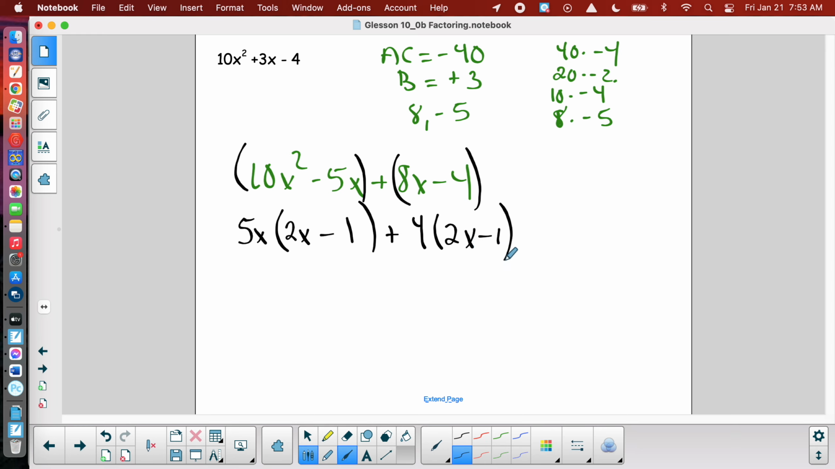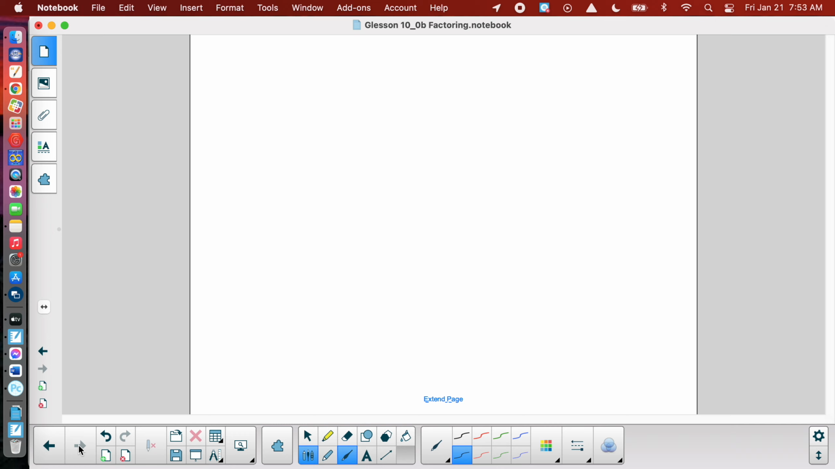Now, with this method, if these two don't match up exactly, I've made a mistake. Because this method guarantees that those two must match up, if you're doing it correctly. So then the common factor I have here, again, is a 2x minus 1. Factor that out, leaves me a 5x plus 4. And we are factored. Oh, I thought I had more examples. Let's do another one.